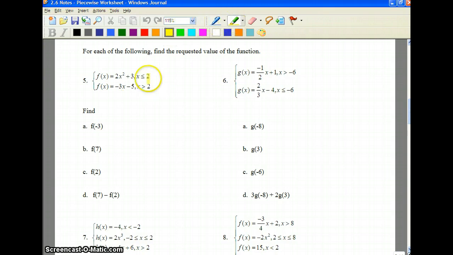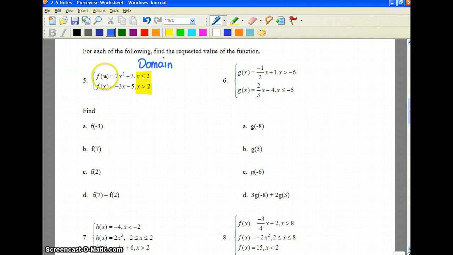Notice, off to the side here, you've got some information about x. And this information is the domain because it's x's. So if you're going to put a number into this whole thing and it's less than 2, it goes into this top one. If it's greater than 2, it goes into the bottom one. So when you go to do these problems now, you have to decide which one should I put it into.